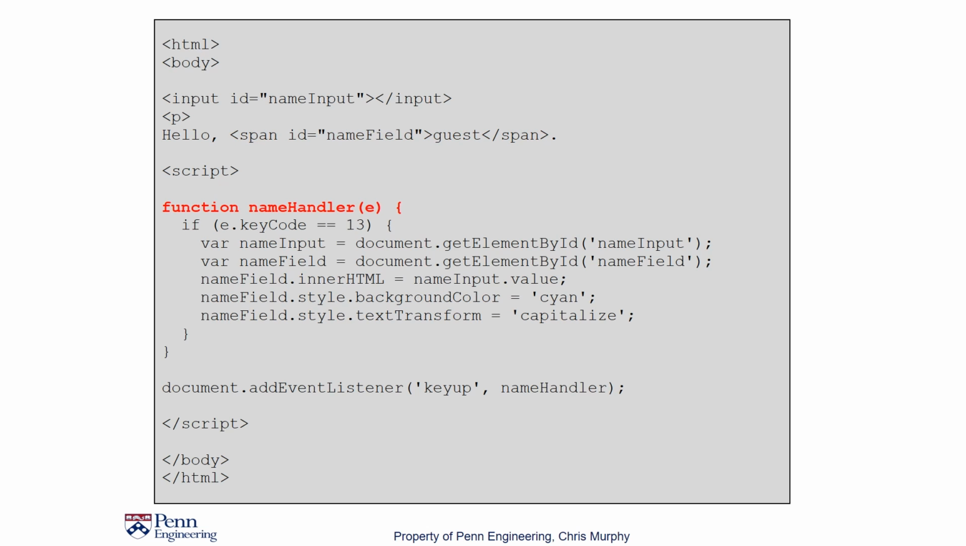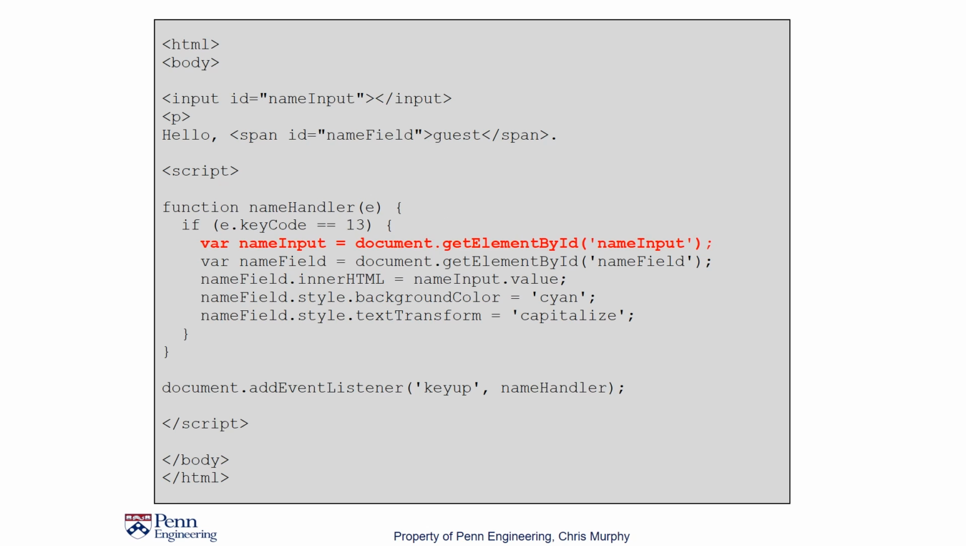Now we have the callback function. This function I've called nameHandler, and you see in this case there's a parameter called e. e stands for the event, and we're going to use it to figure out which key the user pressed. In particular, we're going to get its keyCode property, and we'll check it against the value 13. Now 13 is a special value which represents the enter key. So we want to know if the user typed the enter key.